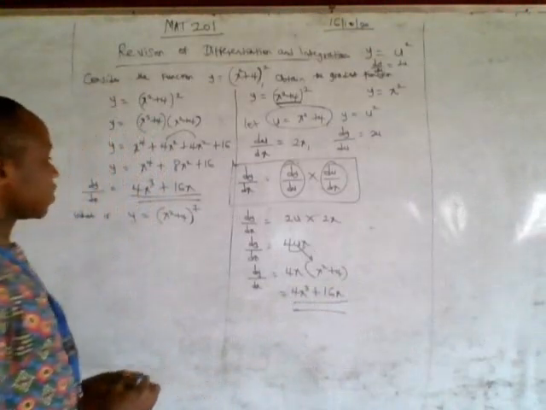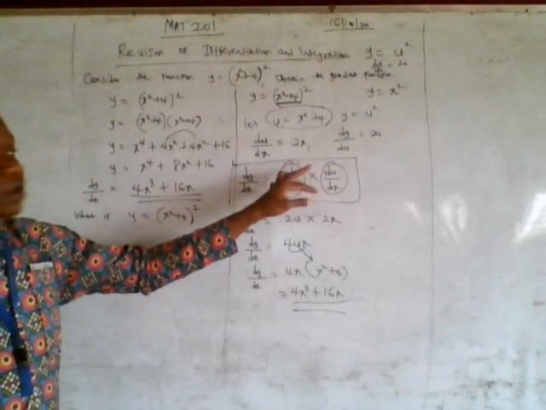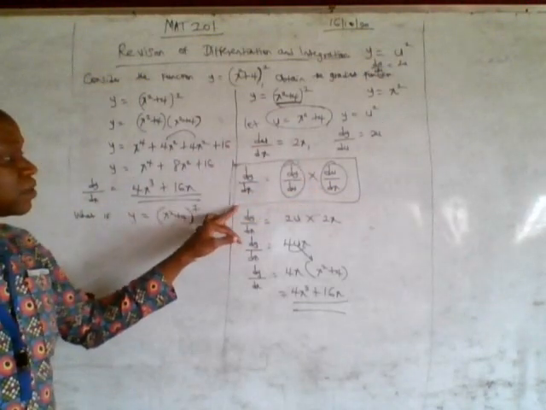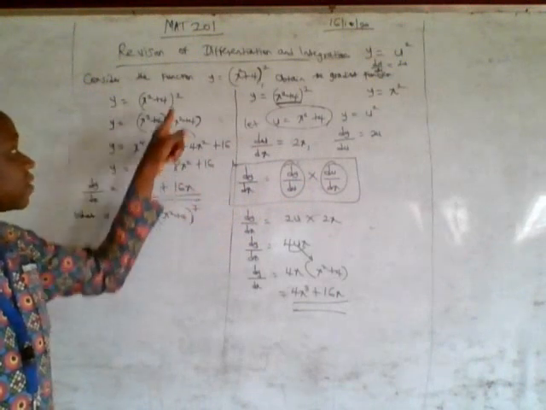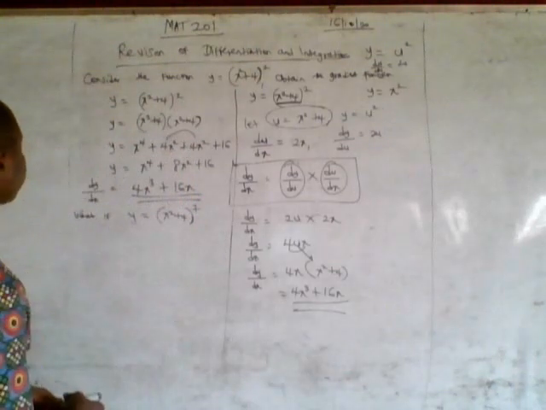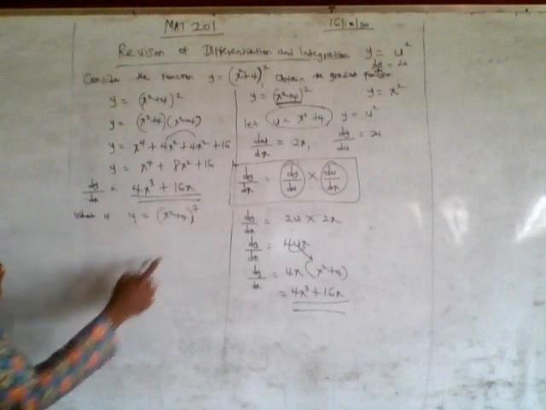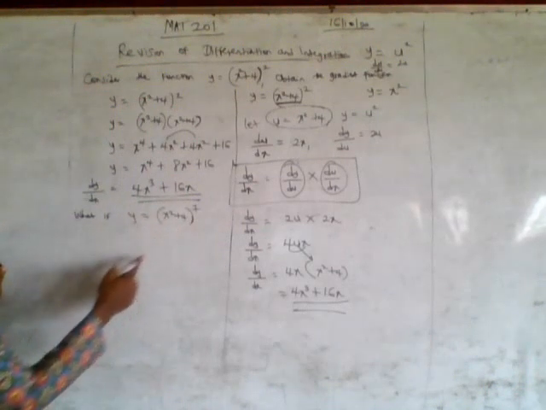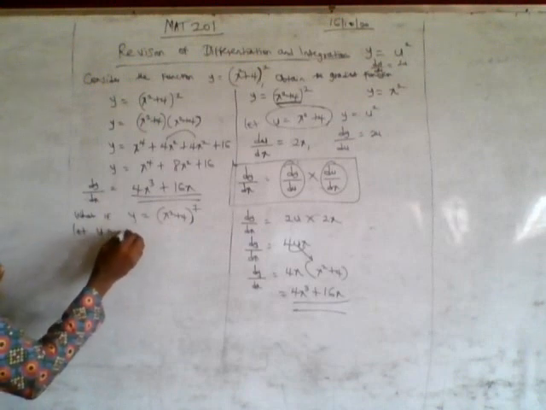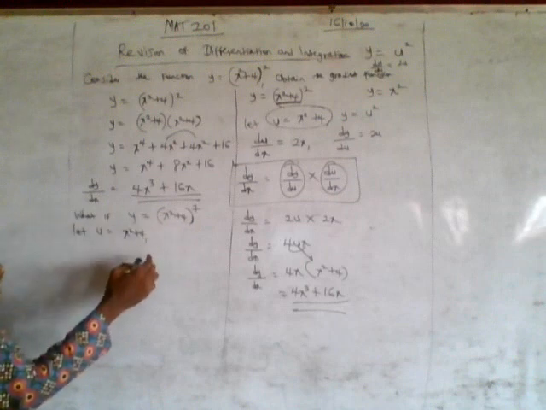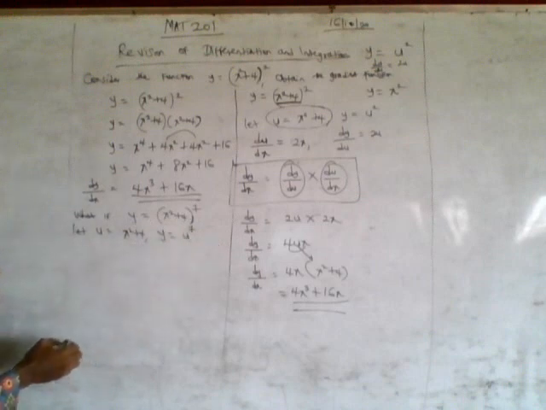So this is the same, but longer than the previous one. The ideal approach is to use the power rule. So let's take the question we left. Have y equal to x squared plus 4 raised to power 7, and I'm asked to differentiate. Introduce letter u. Let u equal x squared plus 4. That means I have changed the question to y equal to u raised to the power 7.